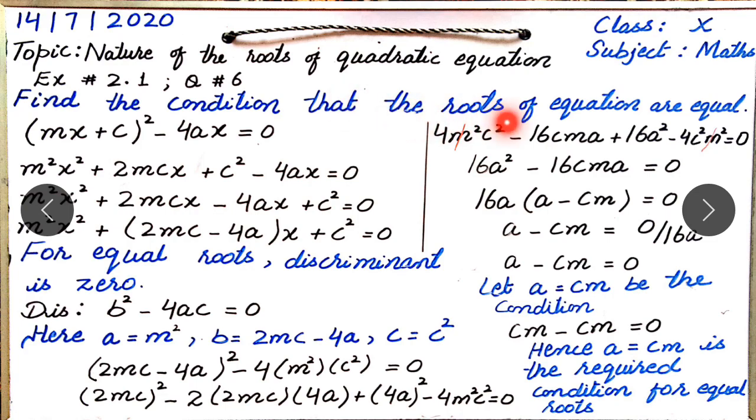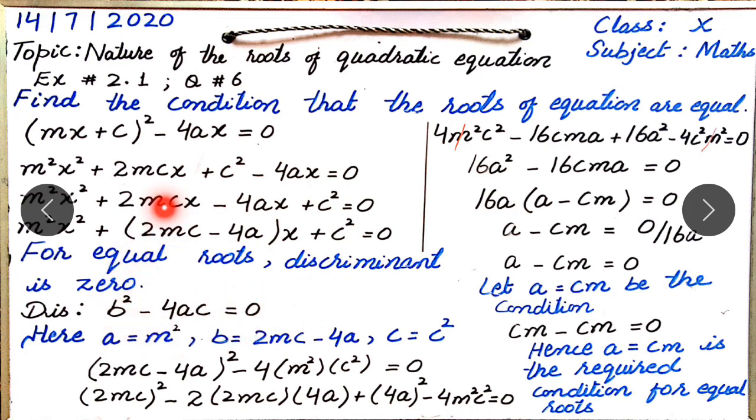Here we have to use the information given in the question that the roots are equal. So for equal roots, the discriminant will be 0. You cannot write 0 here until and unless you write this statement. So this is very, very important to be written here. Discriminant b square minus 4ac is equal to 0 here.